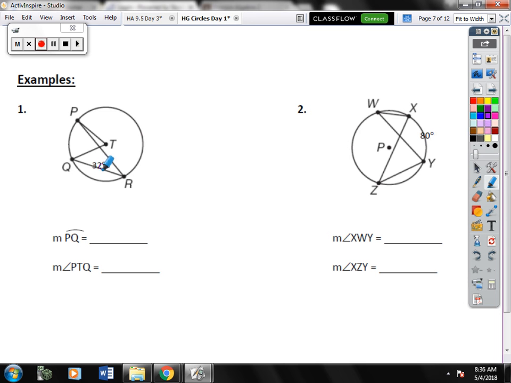This 32 should be pointing to that angle. It may benefit you to trace this angle and ask yourself, what type is it? Is it central or inscribed? Inscribed. So remember, the inscribed angle is not equal to its arc. It's half the measure of the arc. So if we have the angle and go outward, we need to double it. So 32 times 2 gets me that this arc is 64. So the measure of arc PQ is 64 degrees.